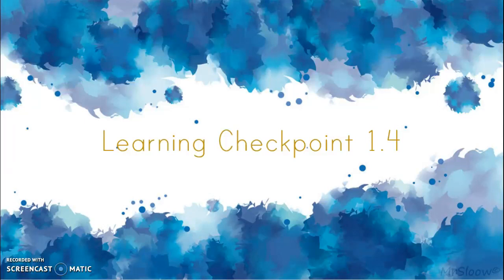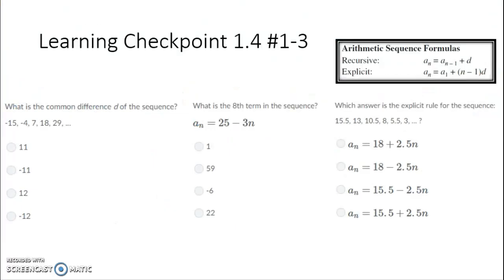Learning checkpoint 1.4 is found in the OHS. And we're going to start by looking at questions 1 through 3, kind of all at the same time because they are related and they're super short questions. So the first one, number 1, says, what is the common difference, or d, of this sequence?